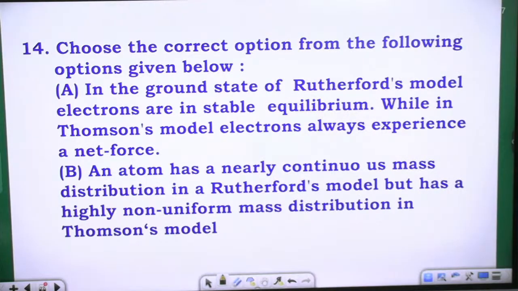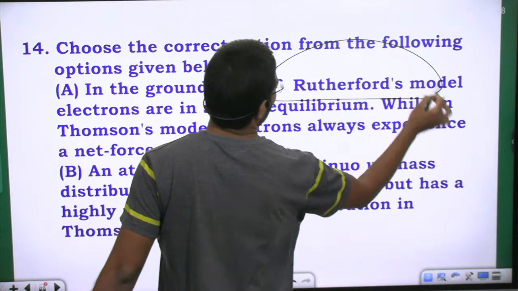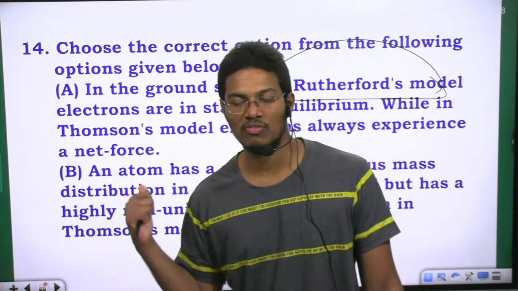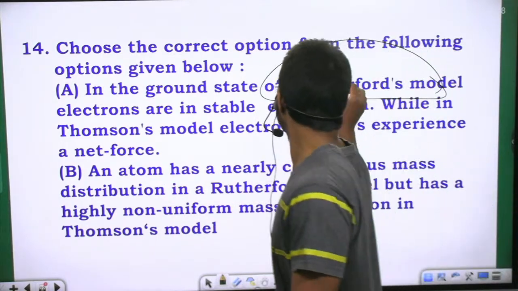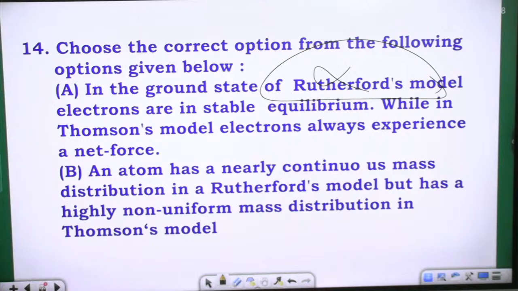Okay. The next question says, choose the correct option from the following options given below. In ground state, Rutherford's model, electrons are in stable equilibrium, while in Thomson's model, electrons always experience net force. See, in Rutherford model, electrons move around the nucleus. The concept of nucleus was invented in Rutherford model. So the electrons are never in stable equilibrium. Never in stable equilibrium.